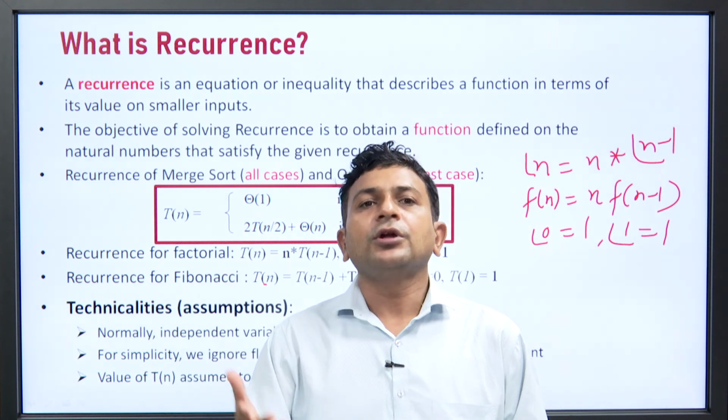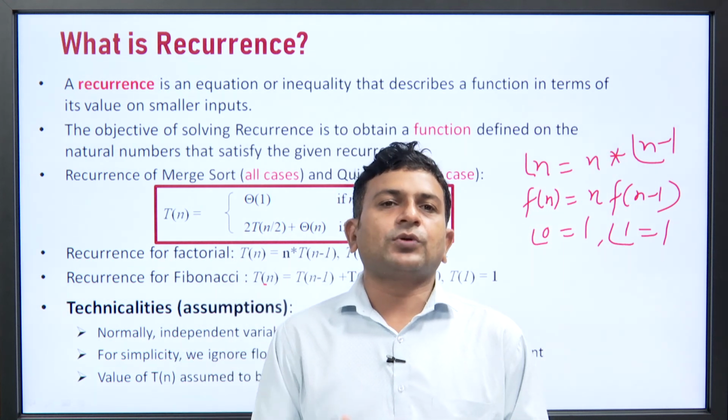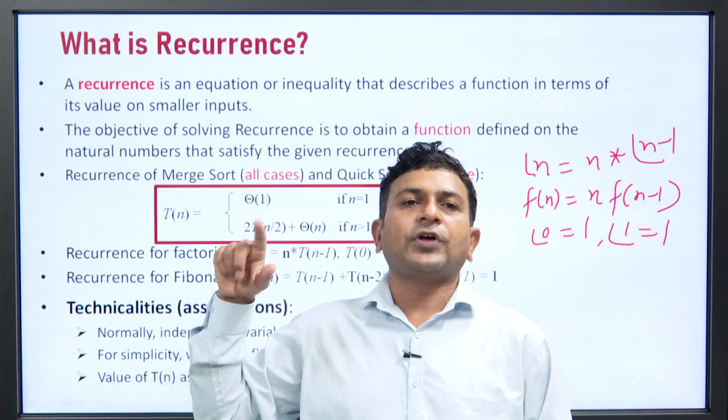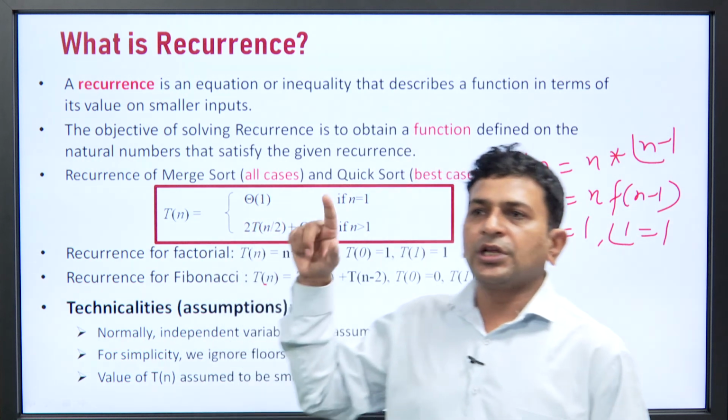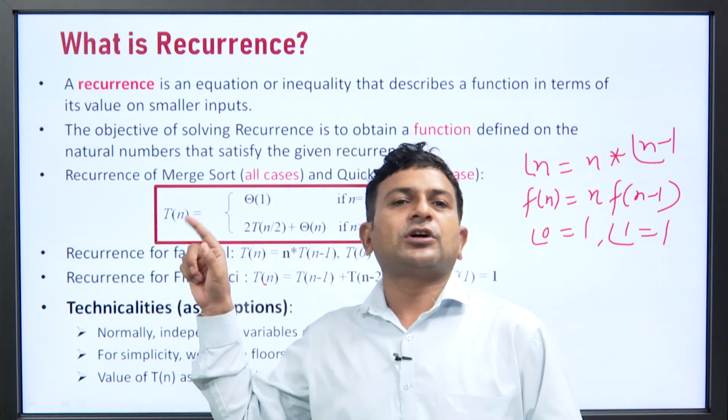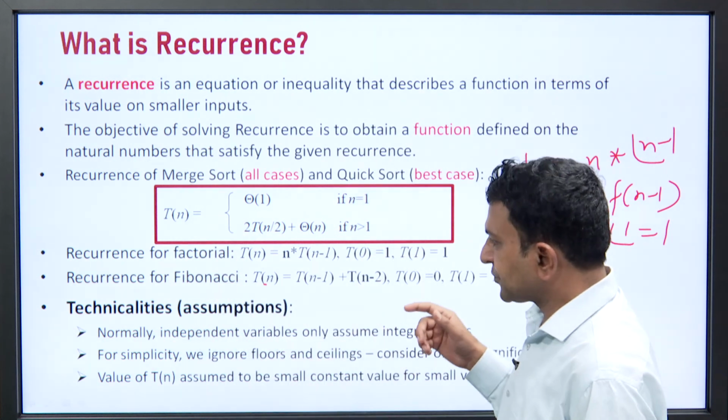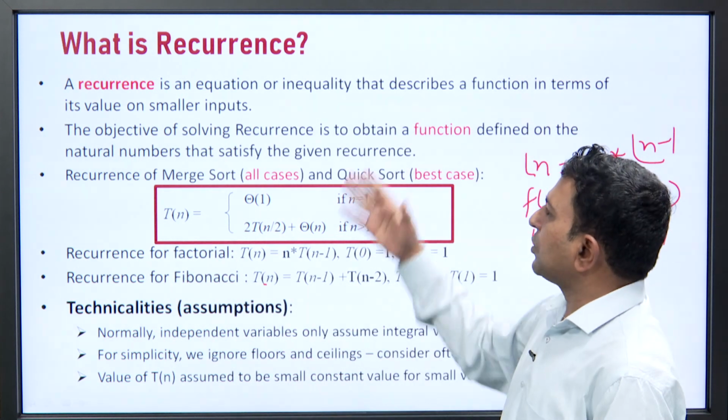And if we talk about the worst case complexity for the quick sort, the recurrence will be T(n) = T(n-1) + T(0) + theta(n), and so on. Now, there are some technicalities to solve these recurrences.